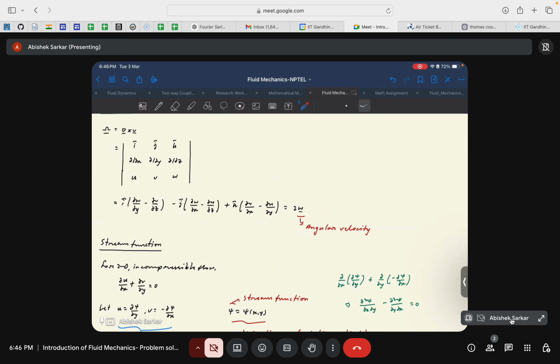That vorticity will turn out to be twice the angular velocity. Okay. So again, for a simplified case, let me just ask you, if the flow is 2D, what will be the case?